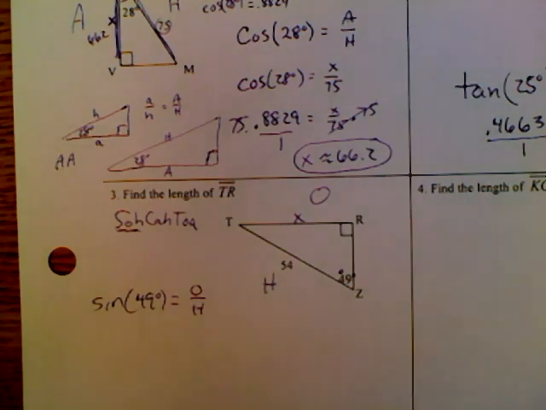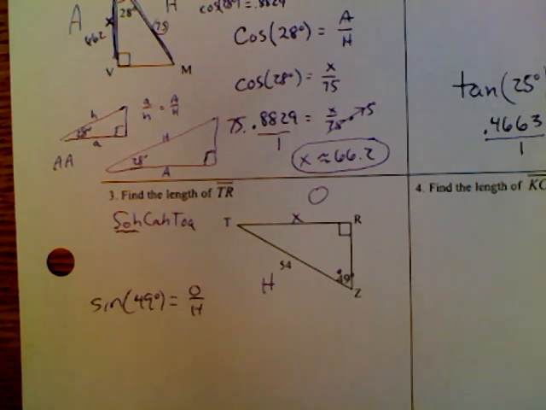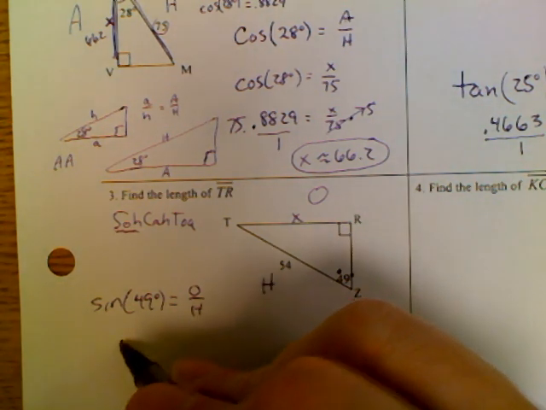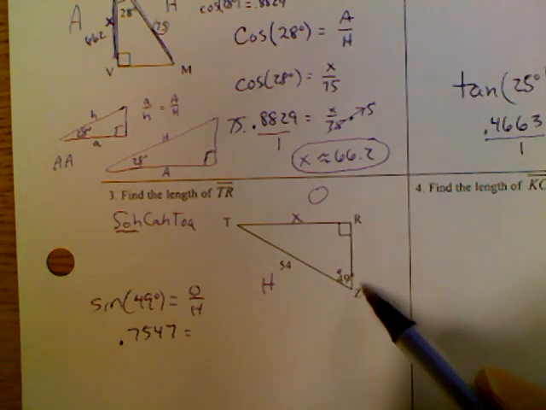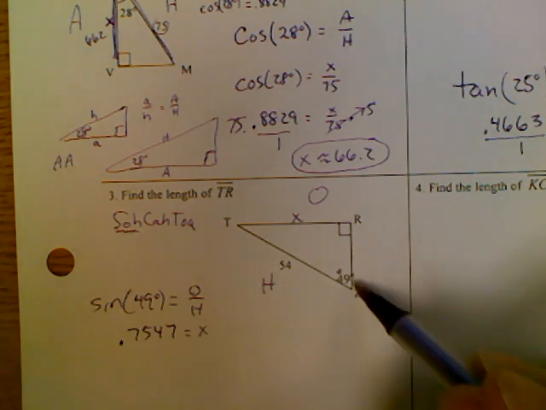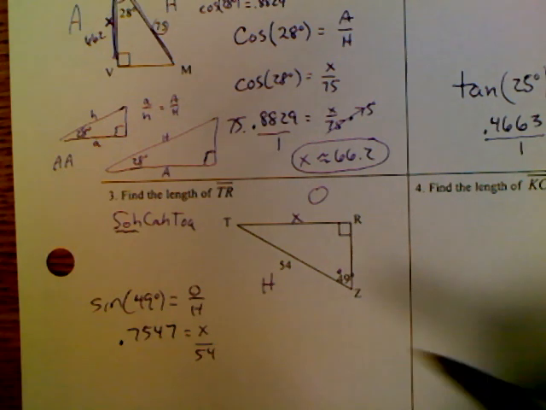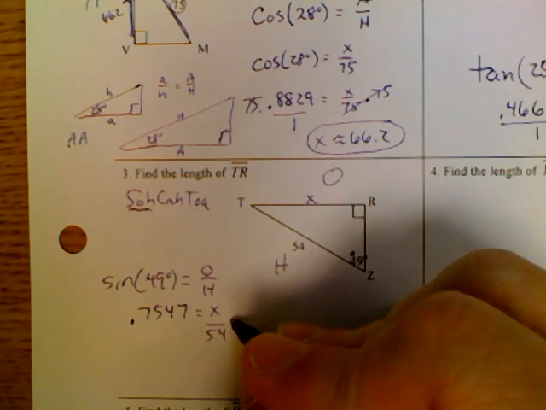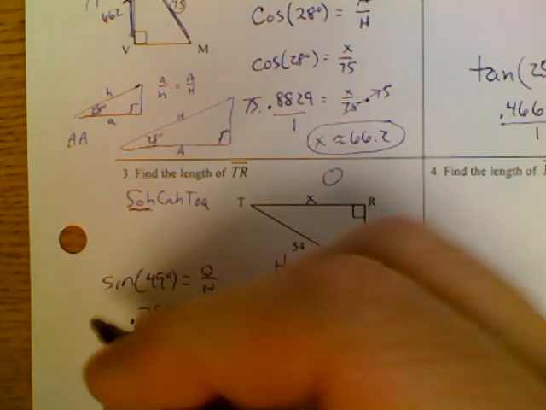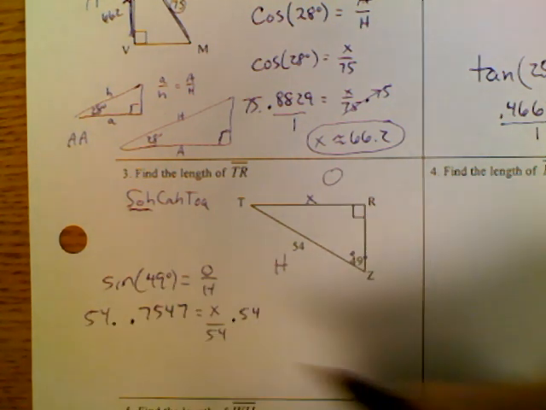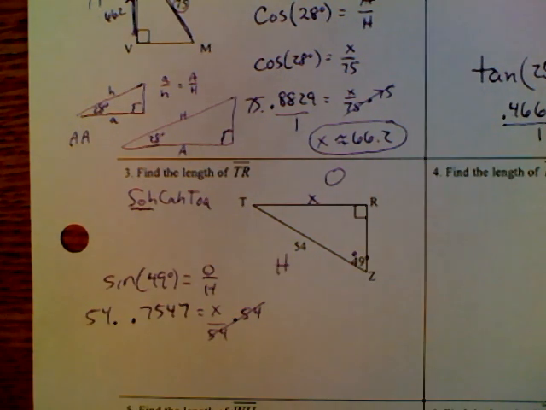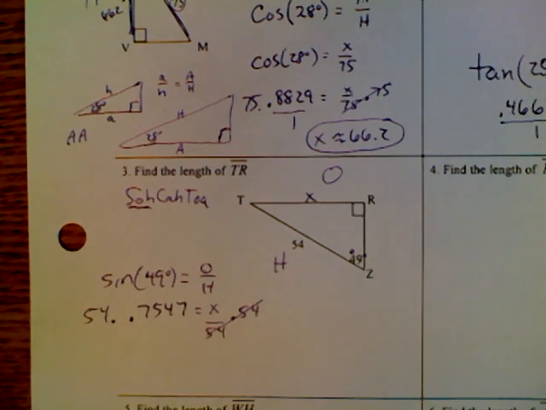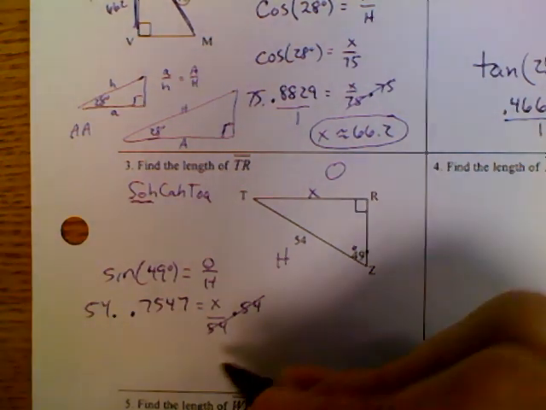Sine of 49, I'm going to punch in my calculator. Calculator tells me that is approximately 0.7547. The opposite is the x. The hypotenuse is the 54. Oh, I love it when the variable's in the numerator. That makes life a little bit easier. Multiply both sides by 54. Punch that in your calculator, and you will get that x is approximately 40.8.